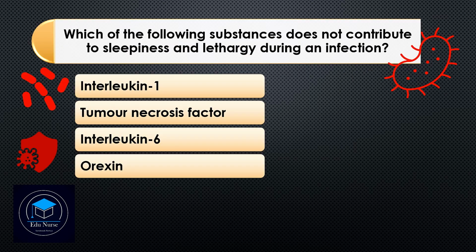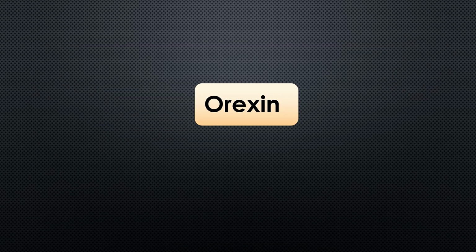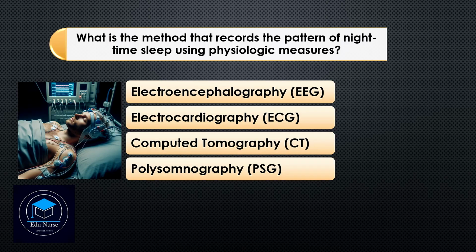So the next question is, which of the following substances does not contribute to sleepiness and lethargy during an infection? And the options are interleukin 1, tumor necrosis factor, interleukin 6, orexin. And the answer is orexin. We have already seen that orexin promotes wake behavior and all other options mentioned are pro-inflammatory cytokines. Let us see the next question.